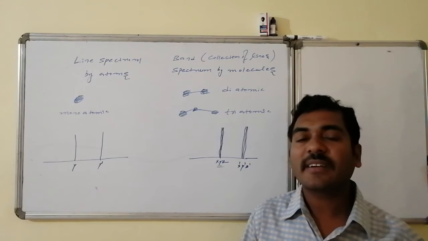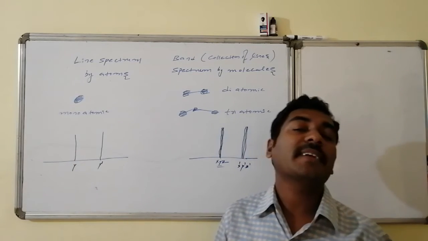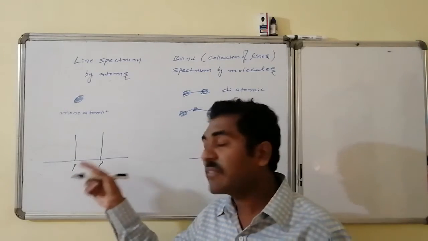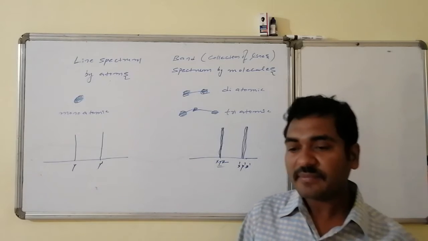Sharp lines are getting observed. Implies what? This line is absent. This line is taken by the atom. This line is also taken by the atom. This particular wave is taken by the atom. Y dash wave is also taken by the atom.